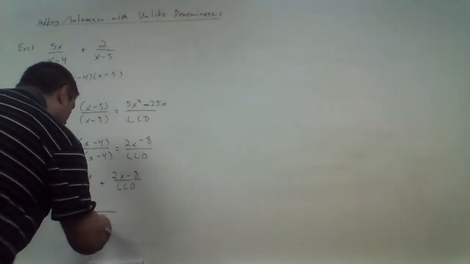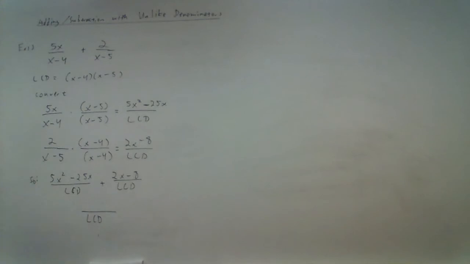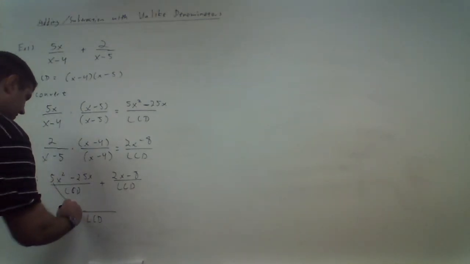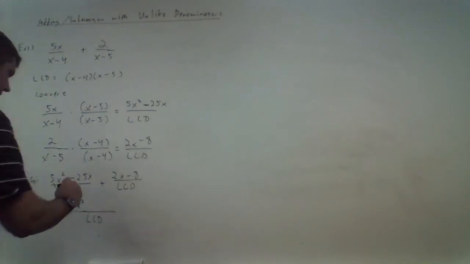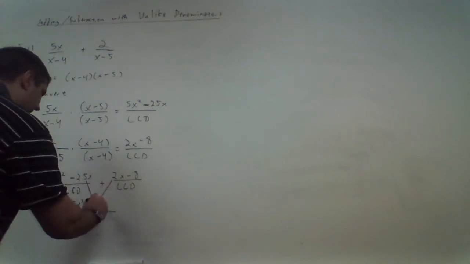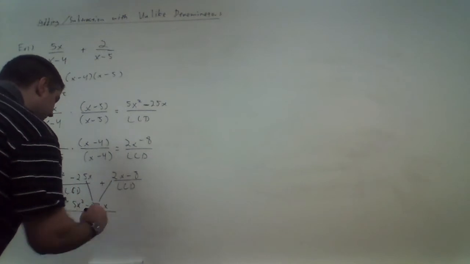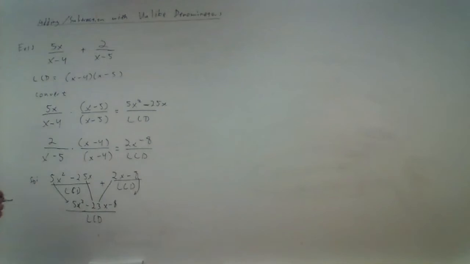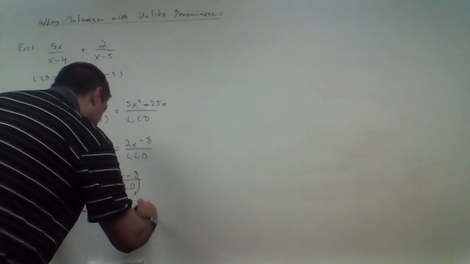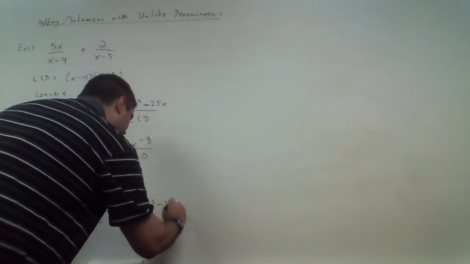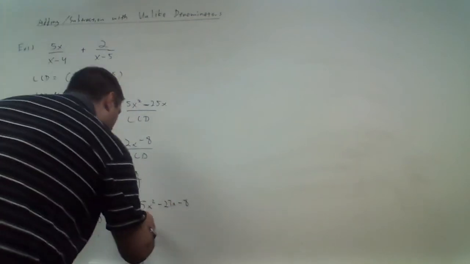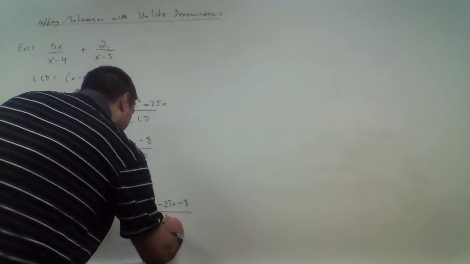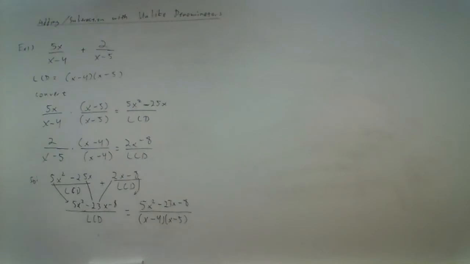Now I'm going to make it look a little bit different than what you have on your printout, but the 5x squared is the only one of its kind. If we're down 25x's, we gain 2x's, we're down 23x's. And then the minus 8 is the only one of its kind. So the end result is 5x squared minus 23x minus 8 over, and then the last step is I do need to write out the entire x minus 4, x minus 5. Okay?